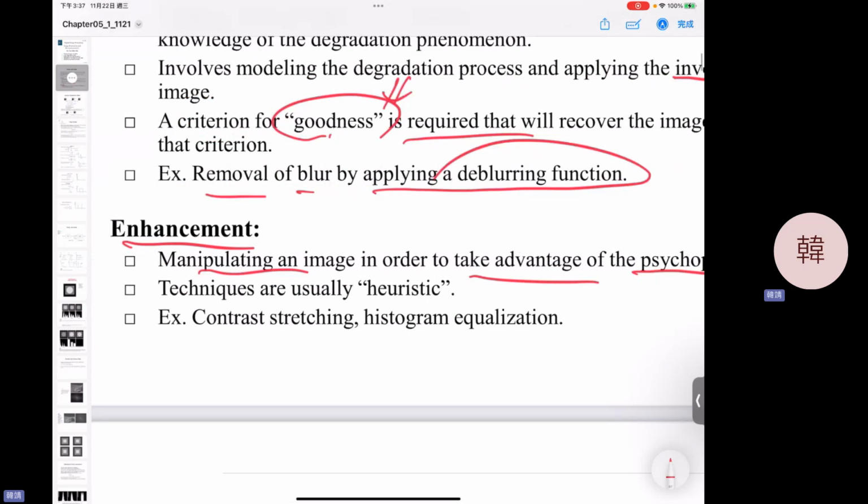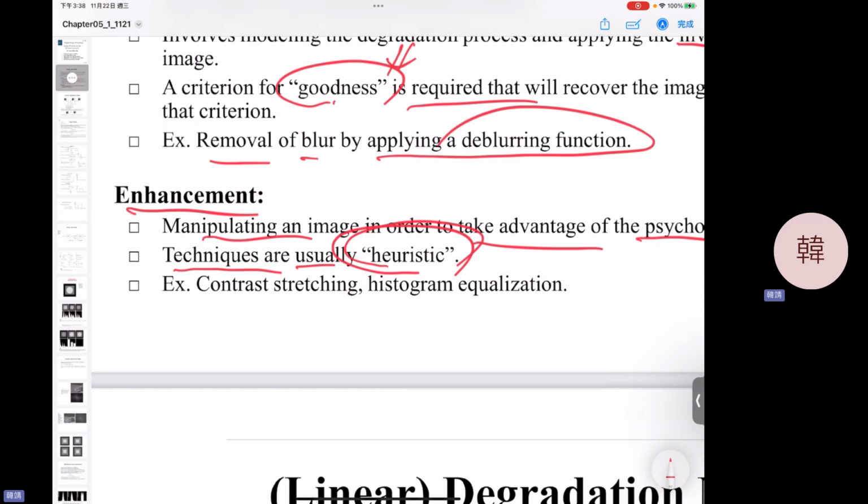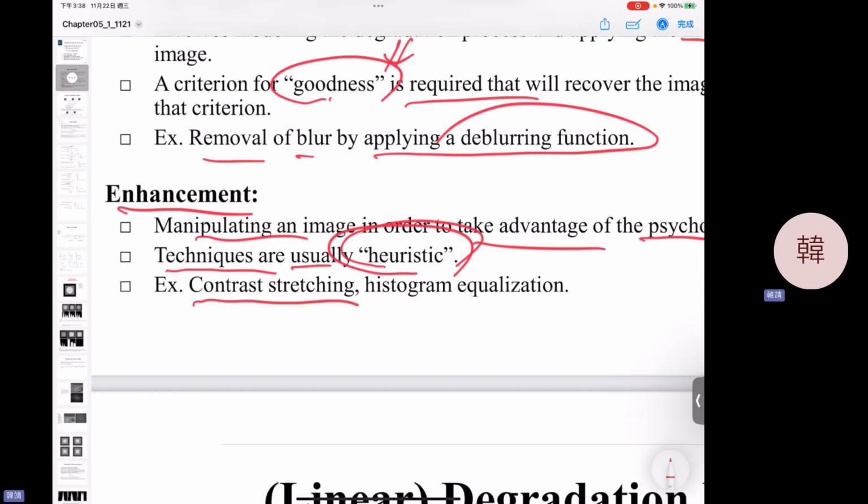Okay, so these techniques are usually heuristic. It's not a standard process. You are going to look at your image and then consider what kind of image you prefer. So you are going to design low pass, high pass, or band reject. So it's usually a heuristic. There's no standard criteria. Like contrast stretching, histogram evaluation, all these enhancement techniques just try to enhance your image only.